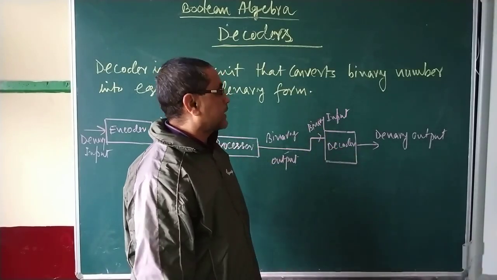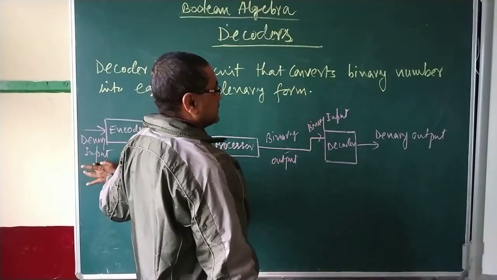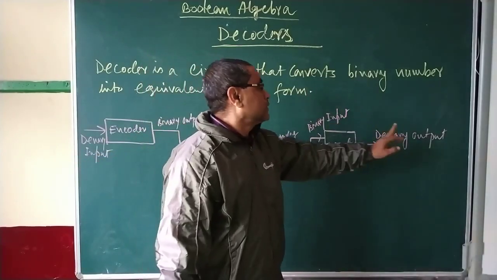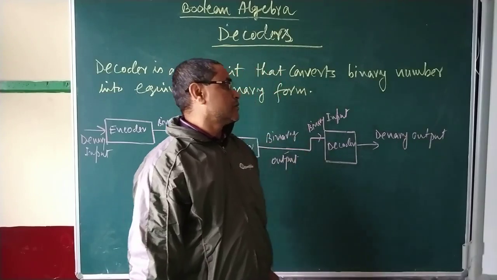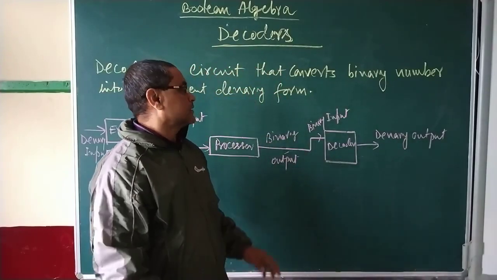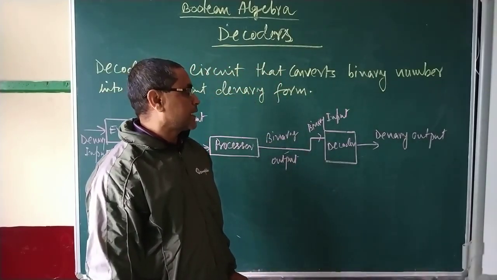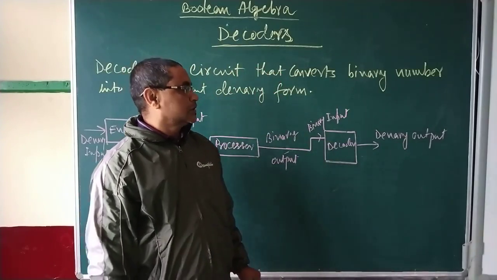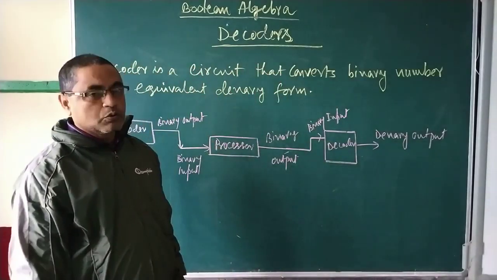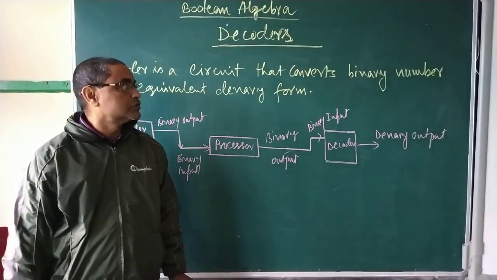So this way, the encoder and decoder work. We input a decimal number and get a decimal number as output, but in between there is a process of converting into binary and again into decimal. So these two processes go together. Now I will go into details about the decoder.